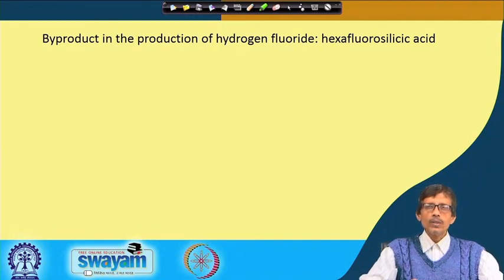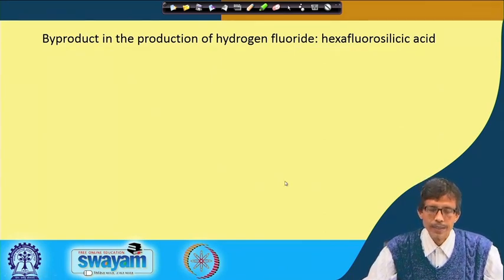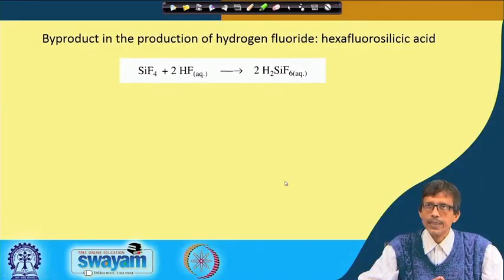But sometimes silica, SiO2, is already present in your fluorspar. Your quality of fluorspar is not so good that it has already silicon dioxide or the silica material in it. So, whatever HF you produce there, in situ the produced HF will attack your silicon dioxide, and that silicon dioxide will produce SiF4, and ultimately in presence of excess HF it will produce H2SiF6 or hexafluorosilicic acid. So, this is the reaction.